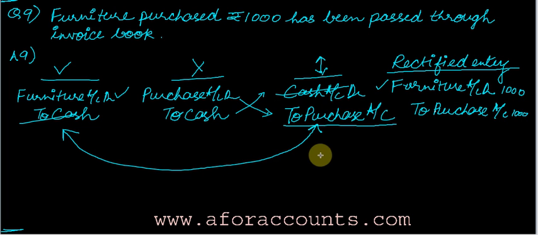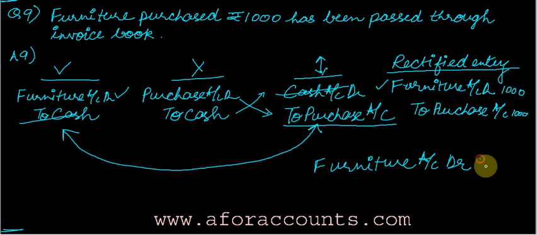You can also think like this. See what comes in actually you need to debit. Furniture, and being an asset, when an asset comes in I have to debit it. So furniture account debit. This is what I should have actually done. But the wrong which I did was I debited the purchase account. So to rectify my mistake I need to credit the purchase account to purchase account.